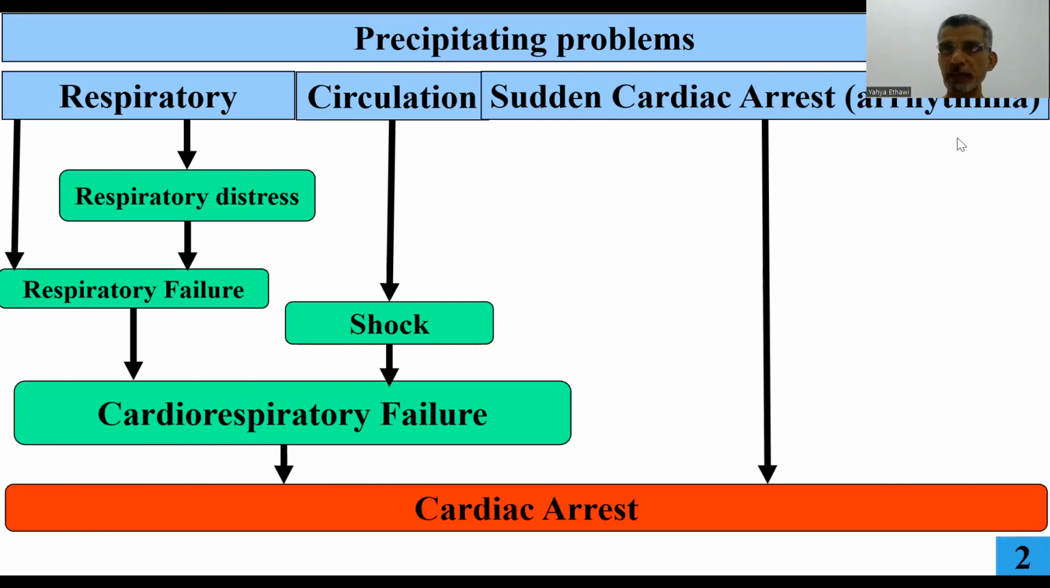When a child is ill, it usually originates from three problems: either respiratory, circulatory, or the heart. From respiratory, we have respiratory distress. Distress means a child who is using extra effort to do the gas exchange, or you go right away to failure.